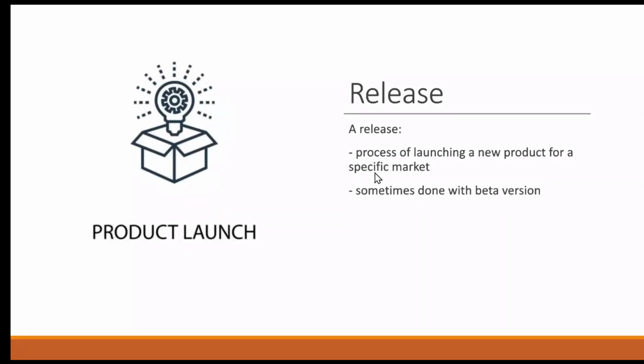So a product release is the process of launching a new product for a specific market or user base. In software development, a product release is sometimes done with a beta version so that core developers and users can assist with debugging and feedback prior to the release of the actual software.